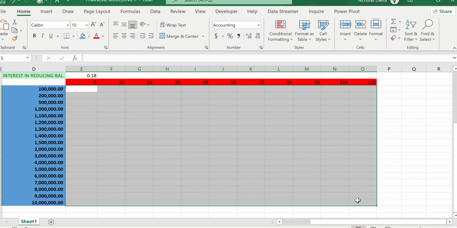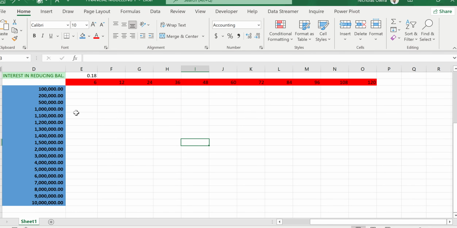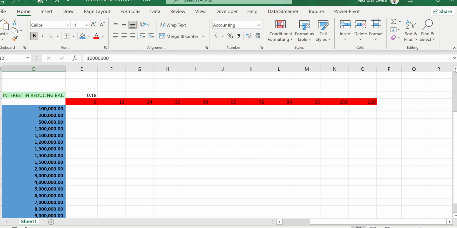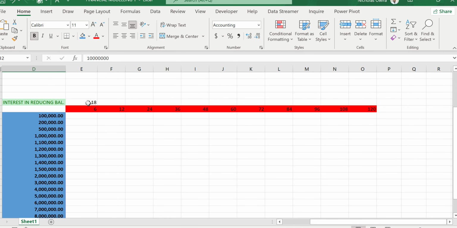So let me delete this. So before you start, ensure that you have this column. The first column, we have the amount of money that someone can take. Mine is from 100,000 to 10 million. Then the period, mine is from 6 months to 120 months. You can always input any figure that you want. Then something else that you will ensure that you have put is the rate of interest. Yes, but this is the rate of interest converted into decimal.